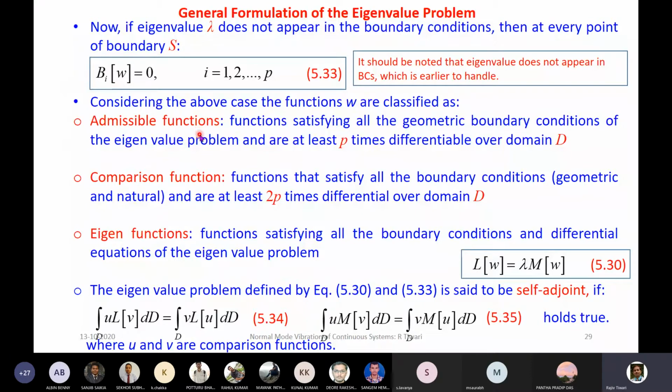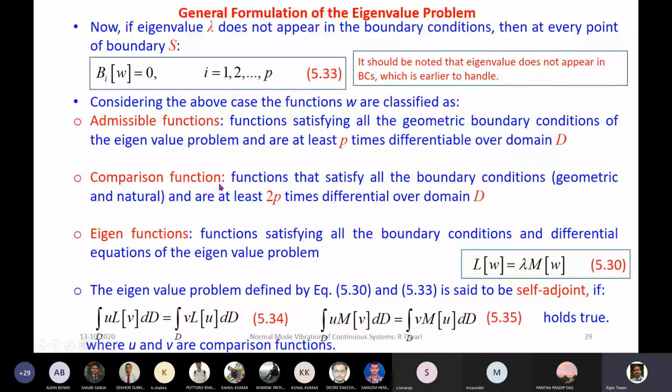So one is the admissible function. An admissible function is a function which satisfies the geometrical boundary conditions of the problem, and it is a function of the spatial coordinate. It should be differentiable p times over the domain of that particular element. So this is the simplest function we can think of which will satisfy our requirement to get the eigenvalue.